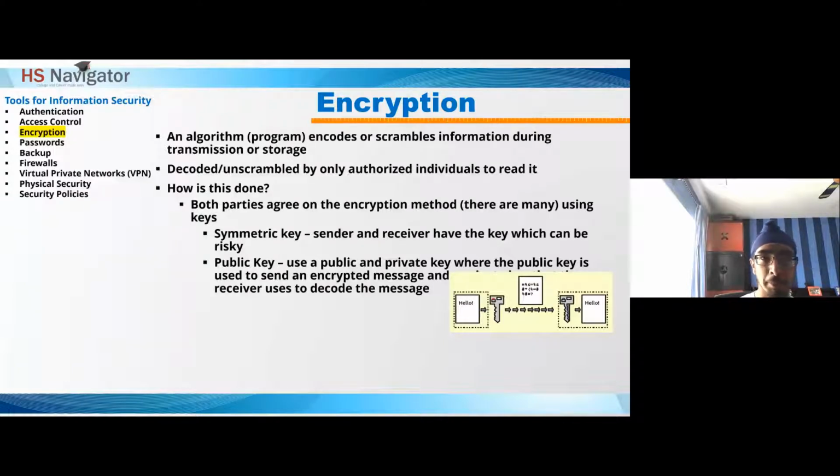Or there could be a public key, where each person has a public key and a private key. In order to send or receive the information, they need the corresponding private keys, but they use the public keys to send the information. So it's much harder to get access to both of those keys.